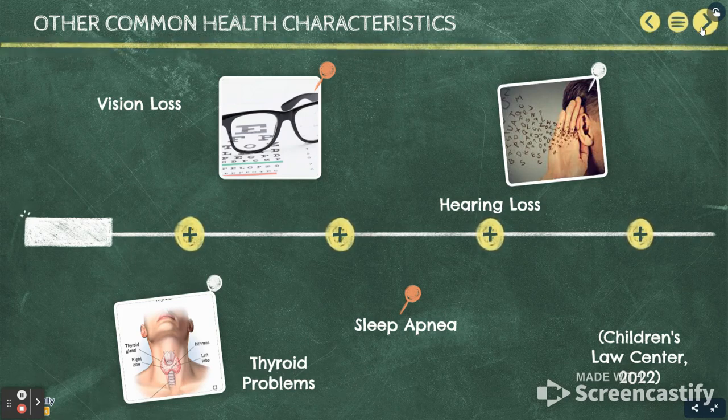People with Down syndrome are more likely to develop sleep apnea due to their low muscle tone and the fact that their upper airways are usually smaller. They are also more susceptible to hearing loss due to the fact that they have narrow ear canals and abnormalities in their cochlea.